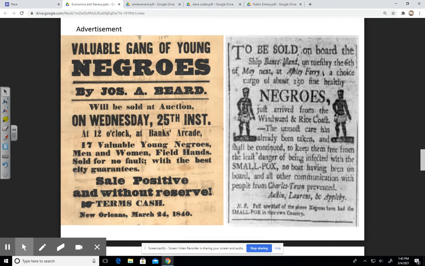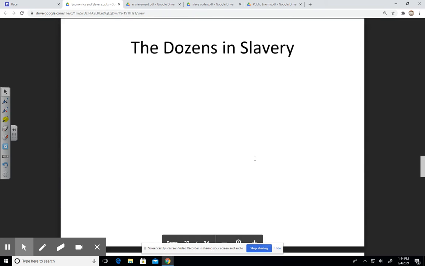Here we see some advertisements. And again, if you have a place that they're auctioning off human beings, that individual has an economic interest invested in the institution of slavery. This individual is probably not going to be concerned about ending slavery, because that is going to come at the expense of that person's well-being, their money.